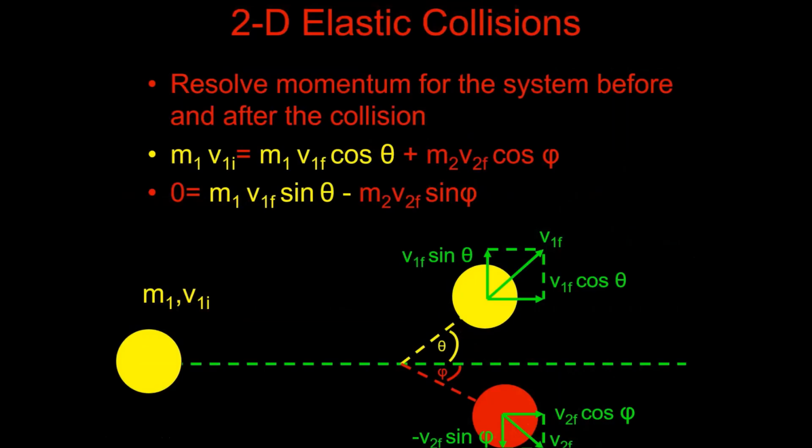If we resolve the momenta, it'll look something like this. We could say that m1 v1i here, because this object was moving, these were standing still, will be m1 v1f cos theta plus m2 v2f cos phi if we're looking in the x direction. Likewise, we can say in the y direction, the momenta would be m1 v1f sine theta plus m2 v2f sine phi, and that should be conserved. So if we subtract the two, we should get a total momentum of 0.